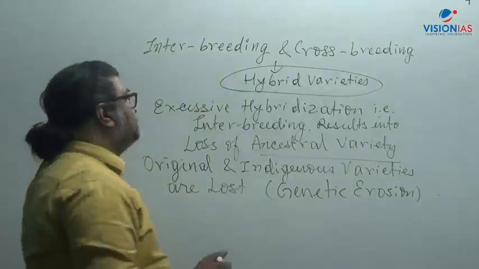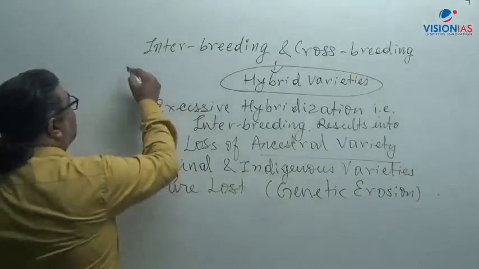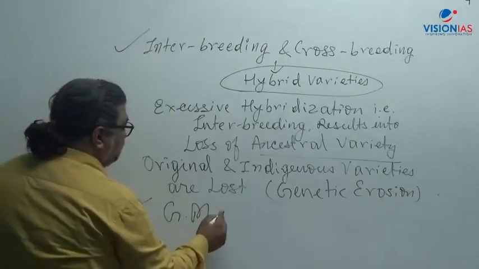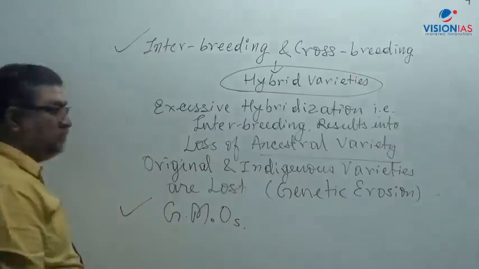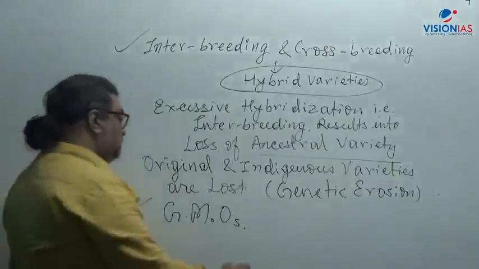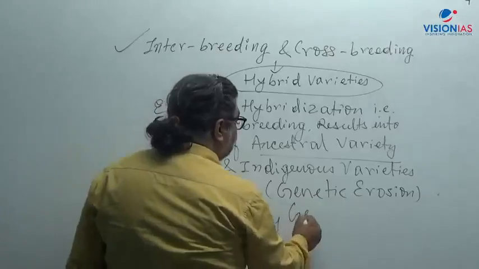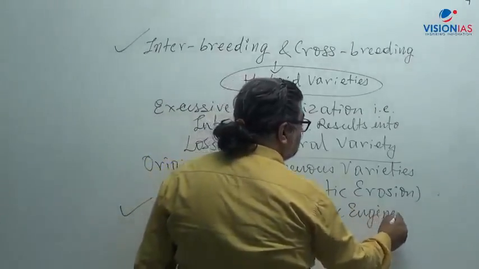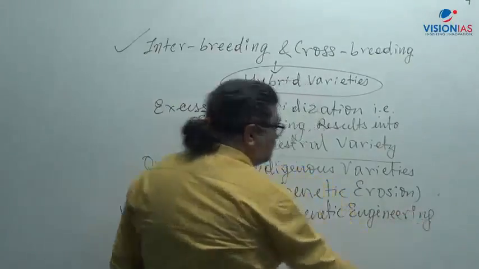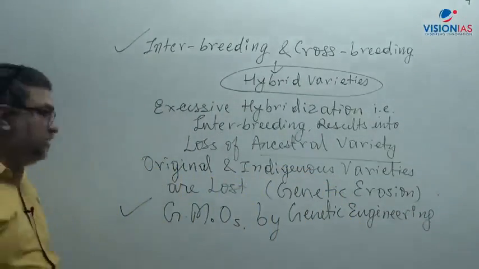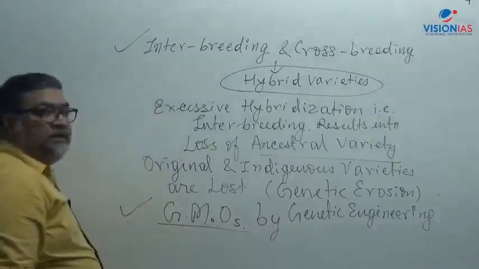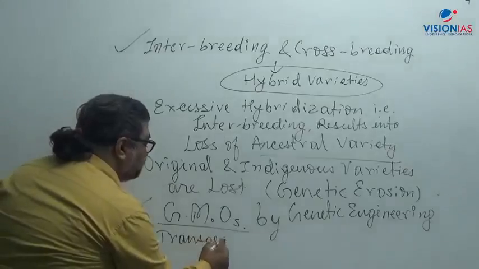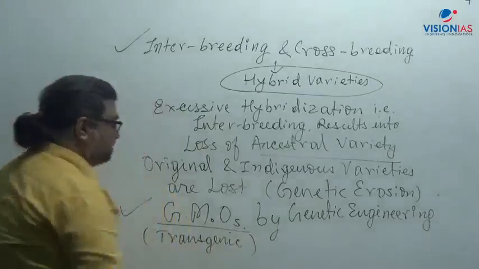Then I have mentioned genetic modification. Another aspect: one is this, and what comes second here? GMO, genetically modified organisms. Today with modern biotechnology, by genetic engineering, we create this kind of organism. These GMOs, which are called transgenic, we are adding a gene from one organism to another. Transgenic varieties.